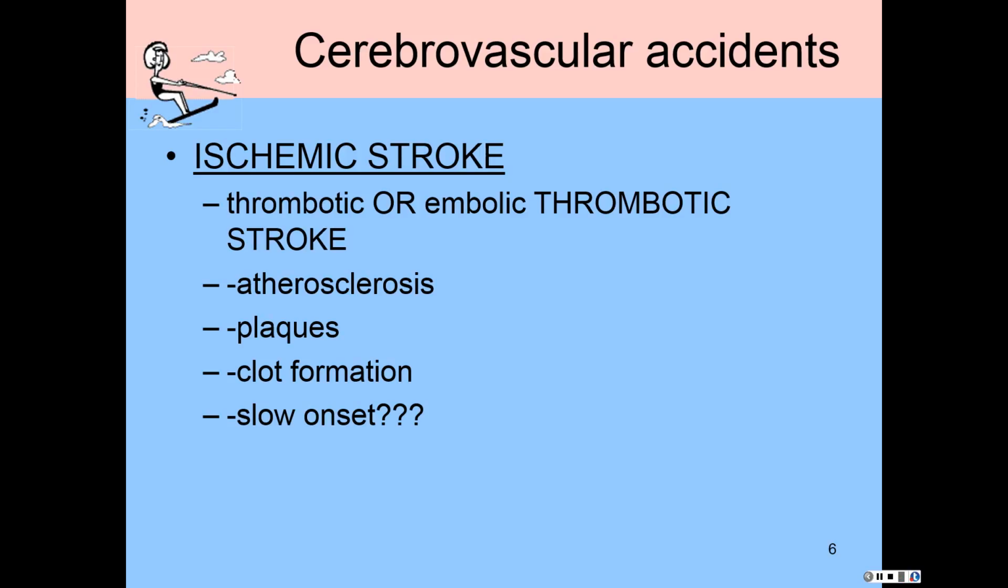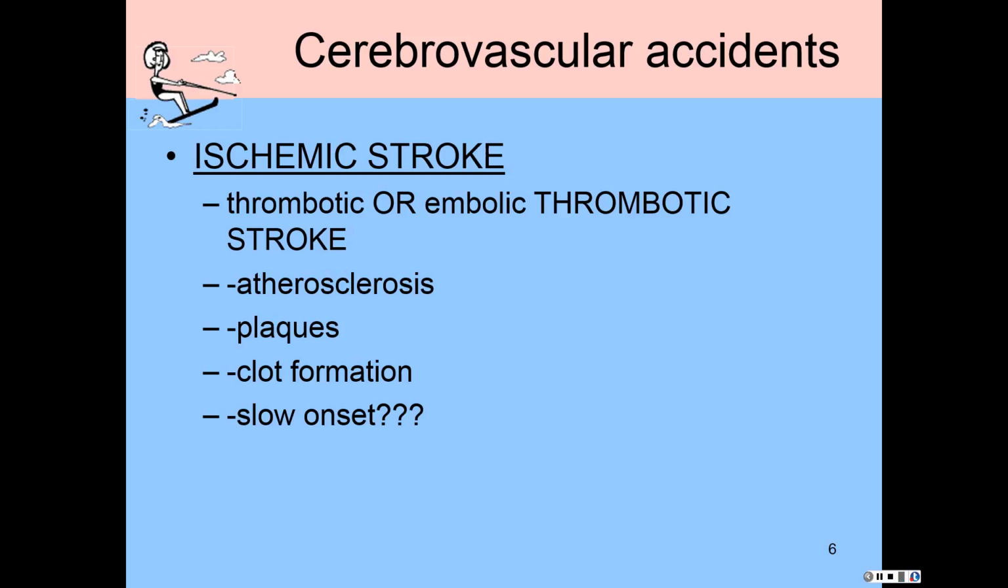Essentially, strokes are classified as ischemic or hemorrhagic and then subclassified. If it is an ischemic, it's from an occlusion or a blockage of a cerebral artery. Refer to figure 45-1 in your 8th edition or 47-1 in your 7th edition. Note that most strokes are ischemic in nature.